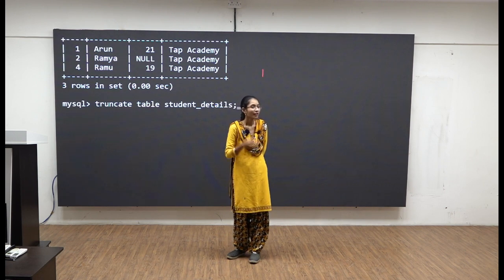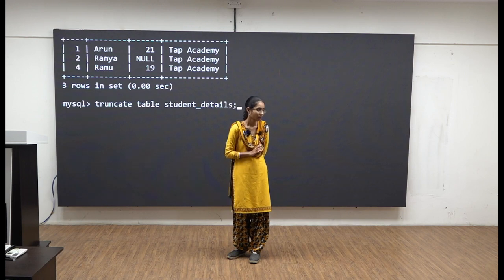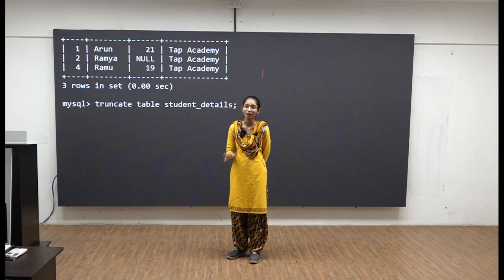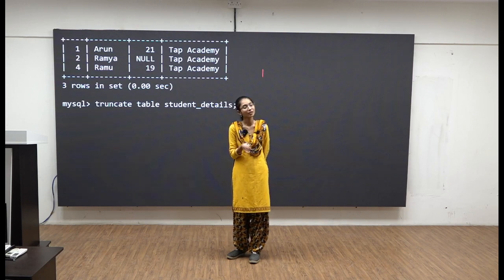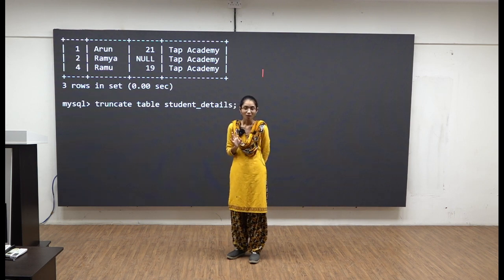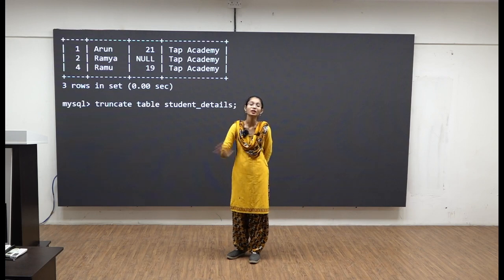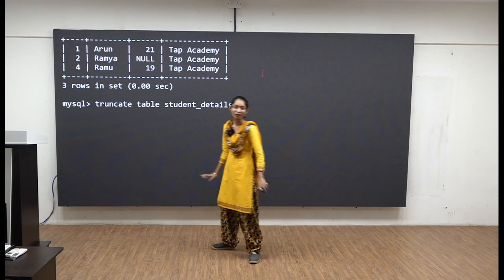Why? Truncate is meant for what? To remove all the records, not a specific record. So this is the difference between the delete and the truncate command. In the delete, without a condition also I can execute. If I am executing without a condition, it will work the same as a truncate. But it is meant to delete specific records. But in the truncate, I cannot give a condition. Why? Because it is meant to delete all the records which are present inside our table.